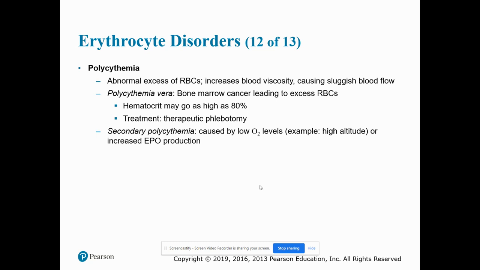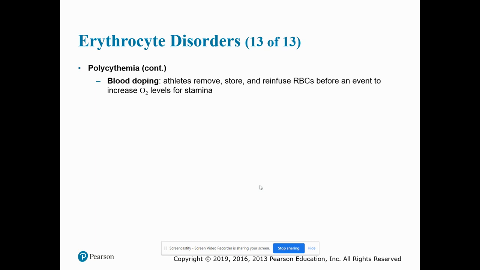And then secondary polycythemia is caused by low levels of oxygen, for example, high altitude, or increased EPO production. And then finally, we have blood doping, and this is something athletes do. Some athletes will remove and store their blood and then reinfuse it before an event to increase their oxygen levels for stamina.